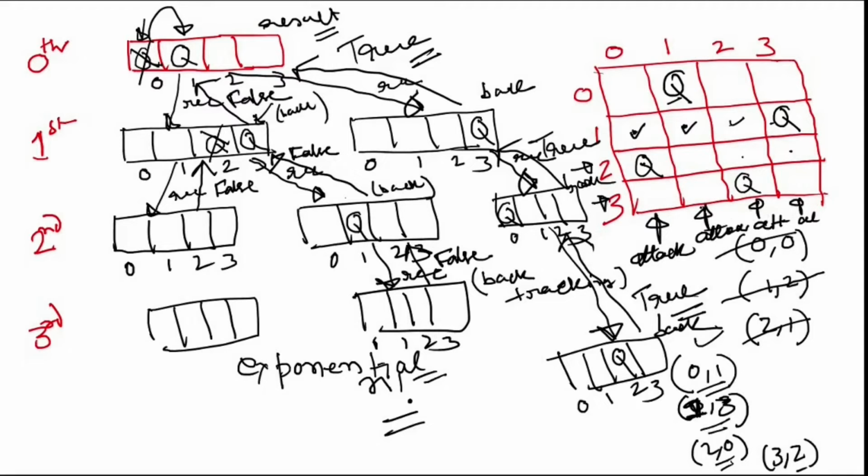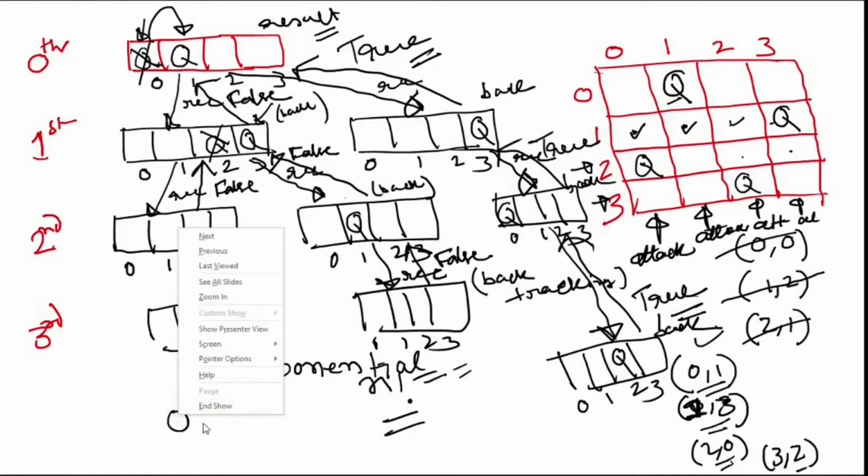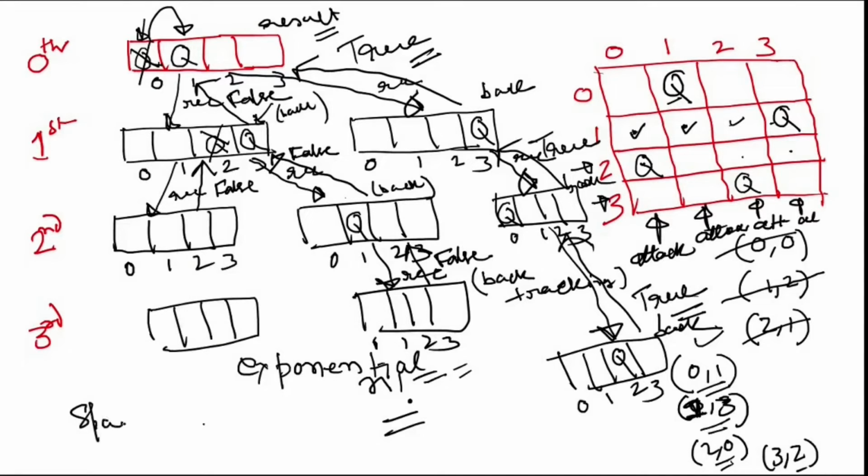Provided that the order of the chessboard is within the limit, we will be able to find it. For 8 cross 8 we will also be able to find it, but once it grows, it is not possible, because of the exponential time complexity. For space, we just take 4 recursive calls, so the n queen problem will take n recursive calls. So space complexity is O(n), and time complexity is near to factorial n, which is exponential. So this is the n queen problem.